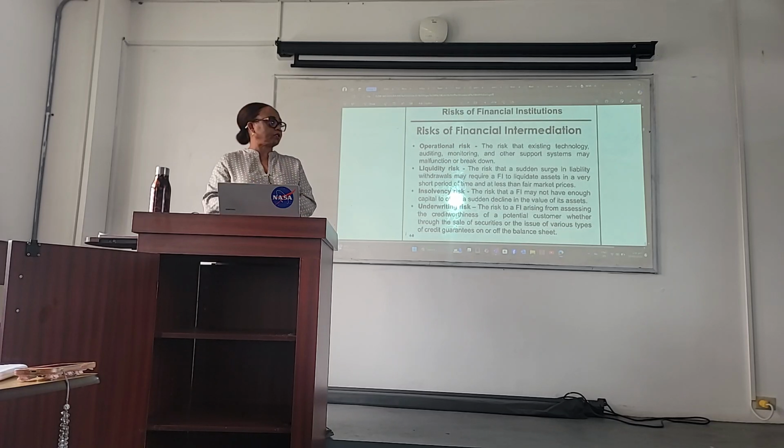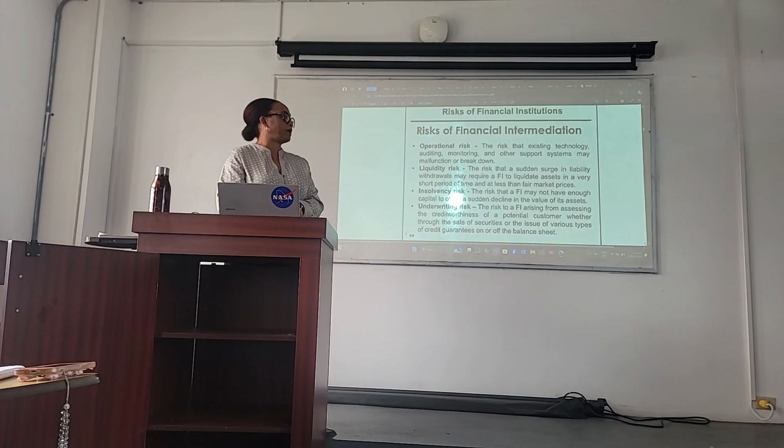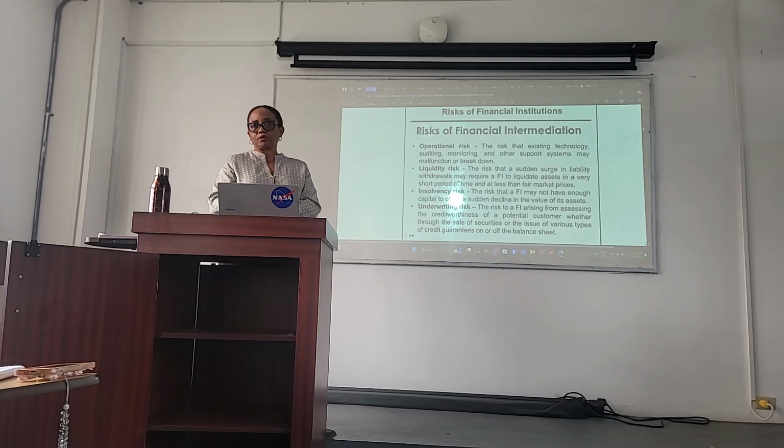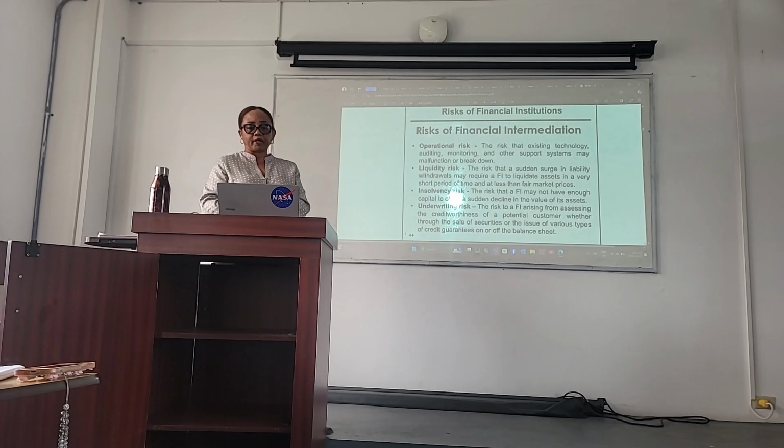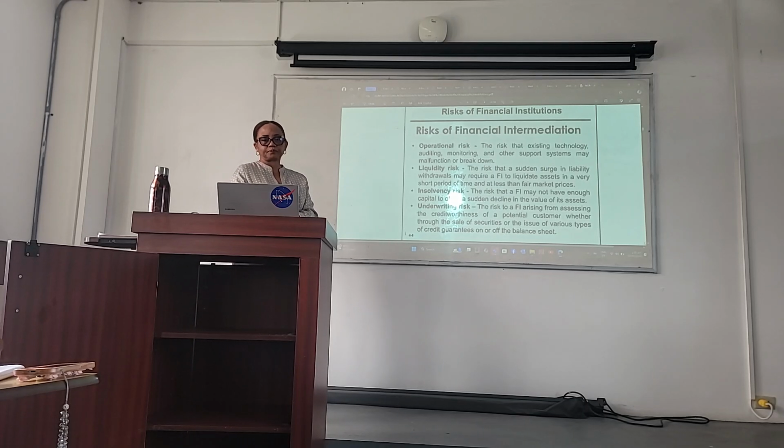Now, operational risk, the risk that existing technology, auditing, monitoring, and other support systems may malfunction or break down. Operational risk also arises from actions by employees. Employees not following the rules, employees not following procedures, employees not using the technology properly. All right, so that's operational risk.